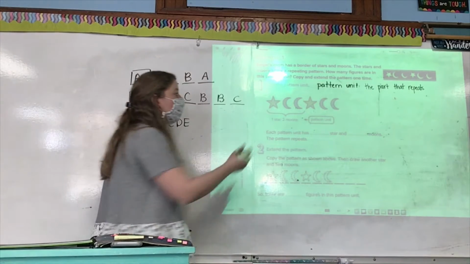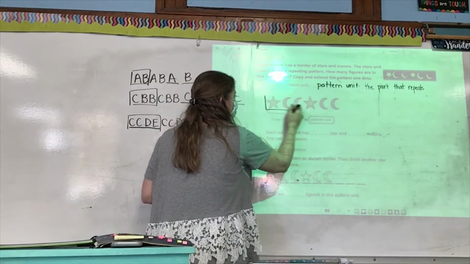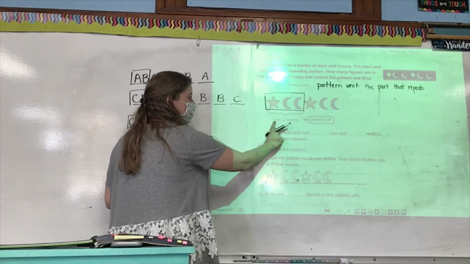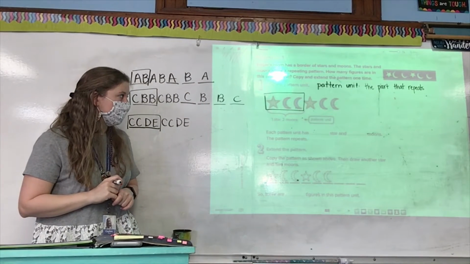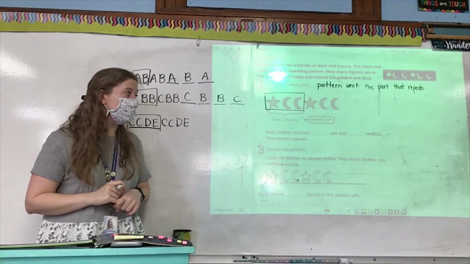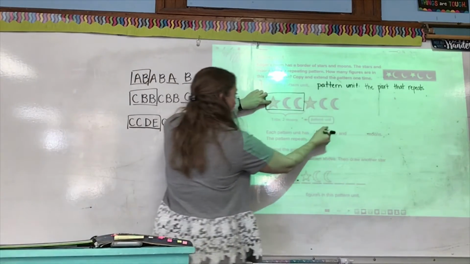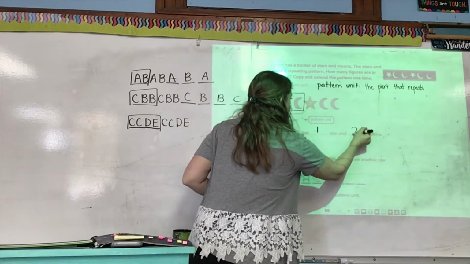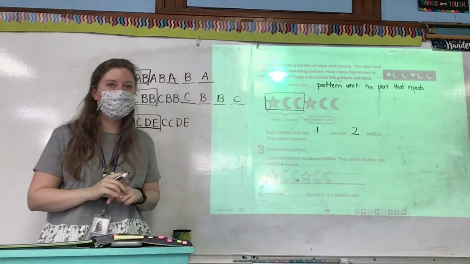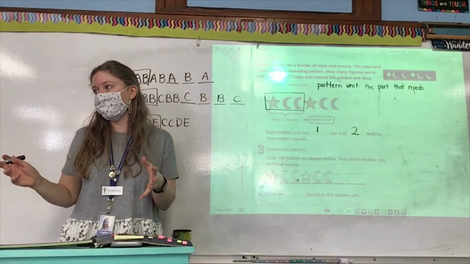So our pattern unit is 1 star, 2 moons. So each pattern unit has 1 star and 2 moons. Then the pattern repeats.